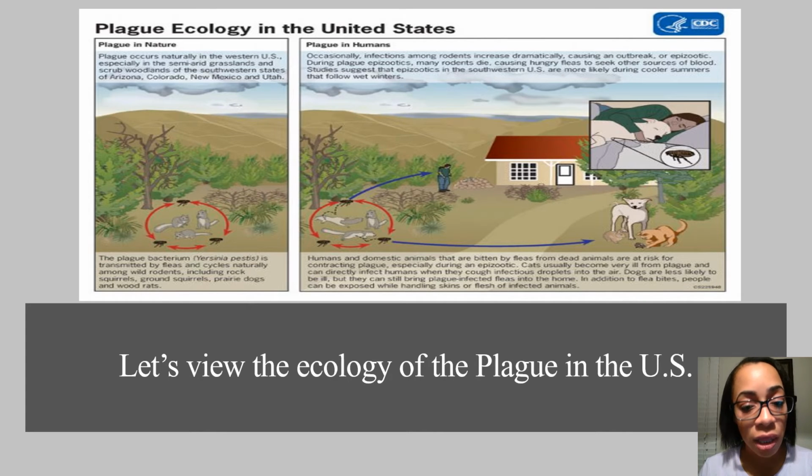Let's review the ecology of the plague in the United States. According to the CDC, the plague occurs in rural and semi-rural areas in western United States, primarily in semi-arid and upland forests and grasslands, where many types of rodent species can be involved. Many types of animals such as rock squirrels, wood rats, ground squirrels, prairie dogs, chipmunks, mice, and rabbits can be affected by plague. Wild carnivores can become infected by eating other infected animals.